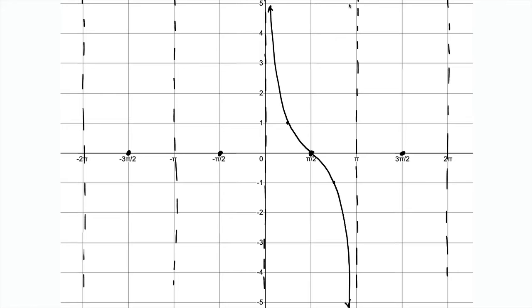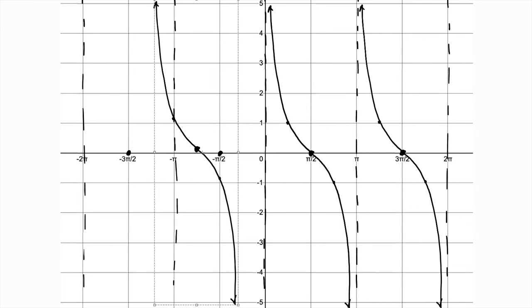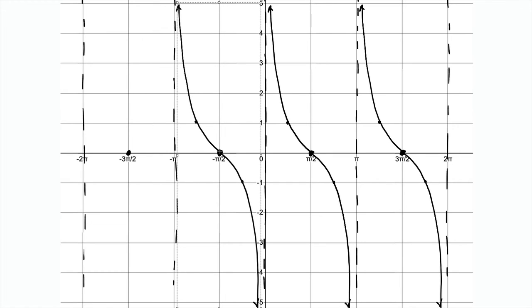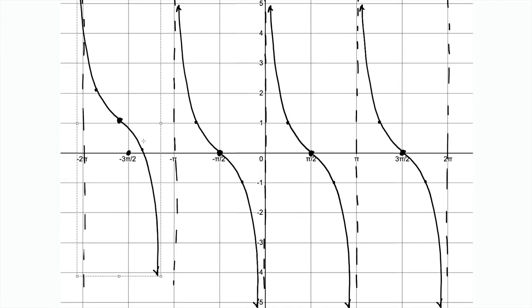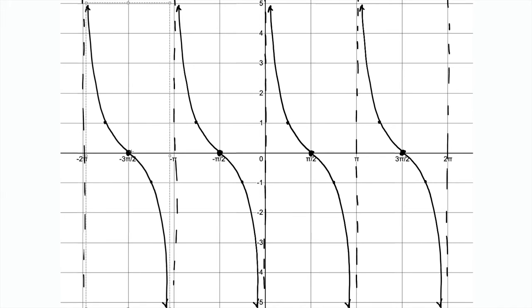And again, it repeats over and over again. So I'm going to go ahead and just copy it because I'm not super good at actually drawing smoothly, and that one looked pretty good. So I'm going to go ahead and just leave it like that. And it just repeats forever and ever, with those asymptotes occurring at every multiple of pi. So there's our sketch of the graph of the cotangent function.